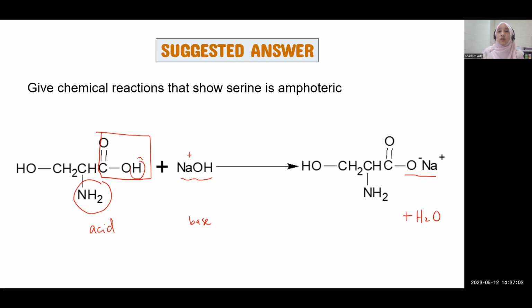serine. Apabila kita reaction dia dengan acid, dia akan jadi base. Bila kita reaction dia dengan base, dia akan jadi acid. So dia akan menunjukkan dua sifat ni lah, sifat dua alam ni kan, amphoteric. Alright. So saya rasa itu saja untuk kali ini.